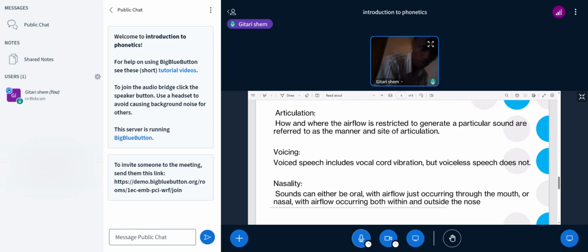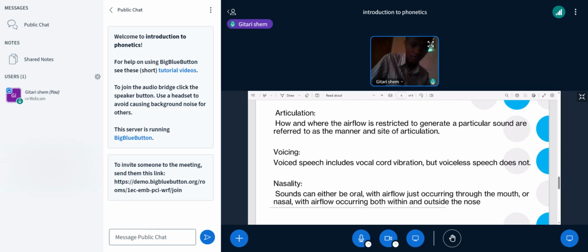Number two, voicing. Voiced speech includes vocal cord vibration, but voiceless speech does not. So voiced speech includes vocal cord vibration. So the vocal cord must vibrate when producing some vowels or some consonants. The vocal cords end up vibrating.